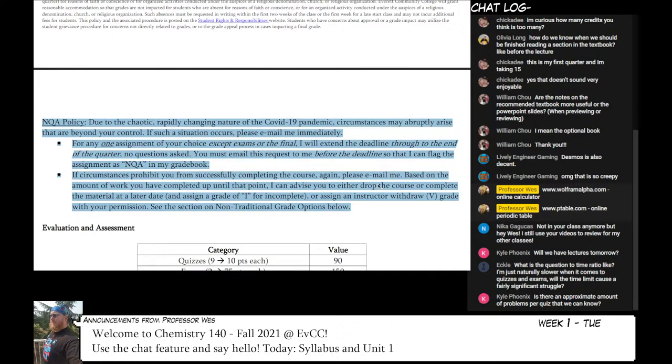This is most commonly used on labs, because labs require a little bit more work and timing, and they're more open-ended because it's a worksheet you're filling out. So if you're just like, man, I'm overworked and this lab is due tomorrow and I haven't started it, I'm going to use the NQA and just worry about it later. That's what it's for. You get one of those, and then I put it in the gradebook.